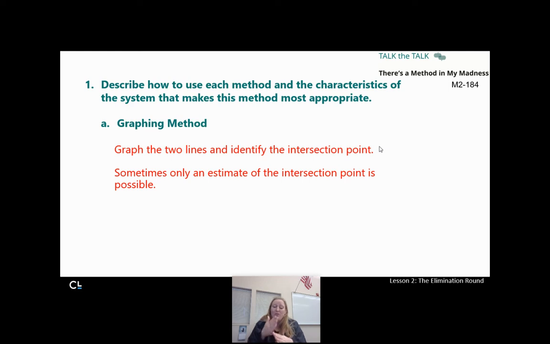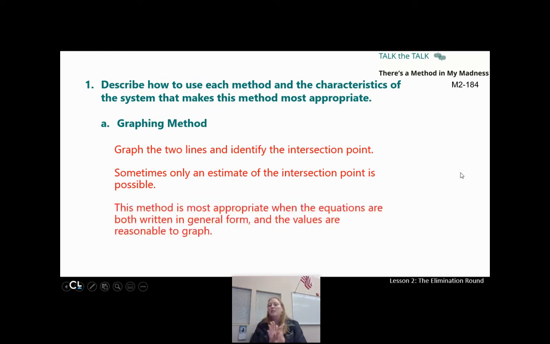If you're not using Desmos, if you're just using graph paper and straight lines, sometimes you're like, I think that's where that point is. It kind of looks like it's there. It gets kind of hard and you end up guessing a little bit, right? But it's a great method because you can see it, right? That's my answer. It's right there. So this method is most appropriate when the equations are easy to graph, when the equations are written in general form, right? That whole y equals mx plus b. When your equations are written like that, that's usually when it's a good time to use the graphing method.